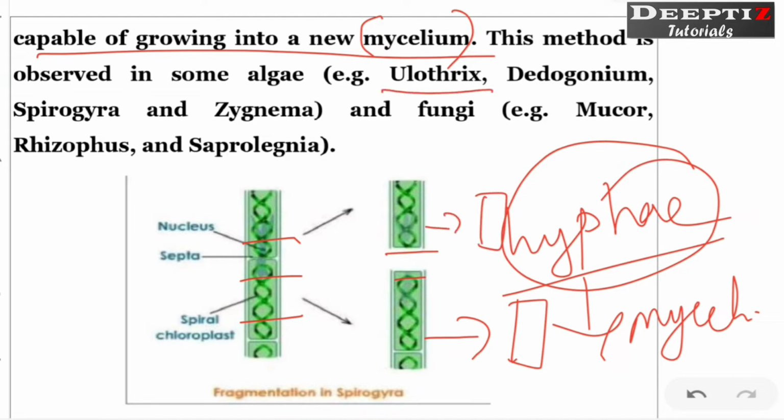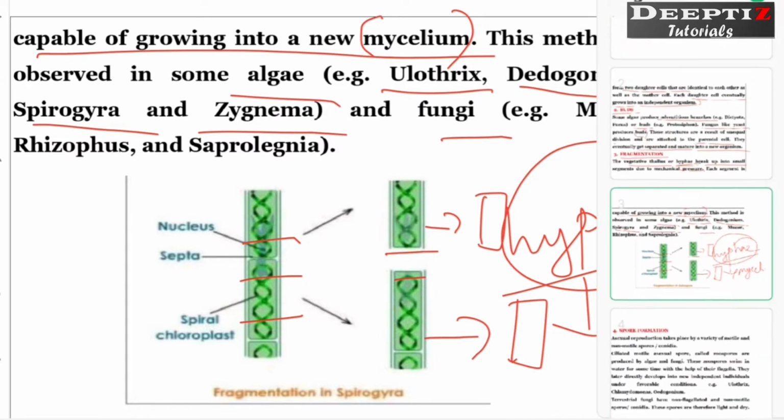Examples are Oedogonium, Spirogyra, Zygnema. These are the examples. And some fungus also, algae also are capable of performing fragmentation.